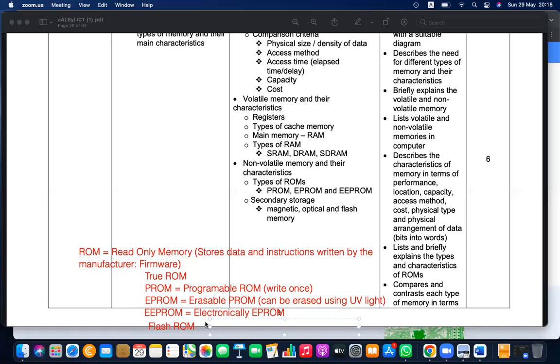Flash ROM can be erased using software. So that is the easiest way of erasing. You can flash. Mobile phones and all, now it's using flash ROM. Please write down this as well.